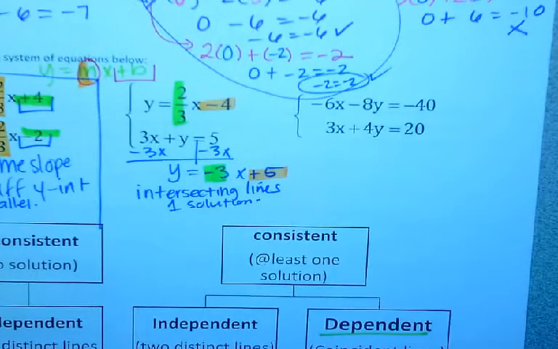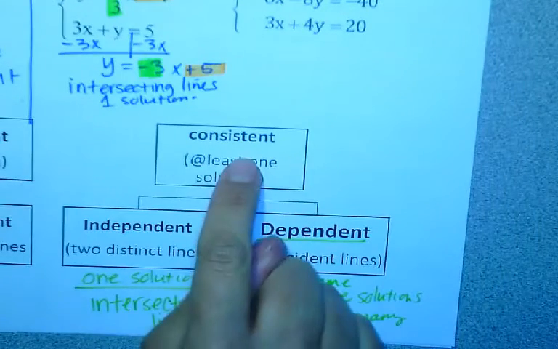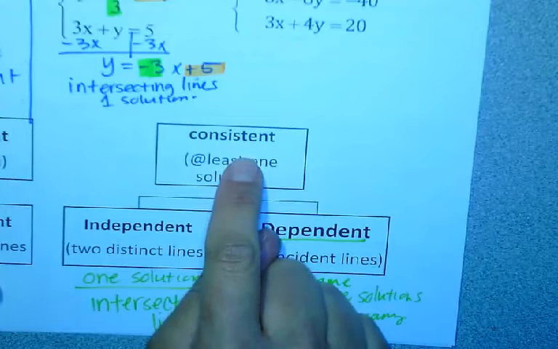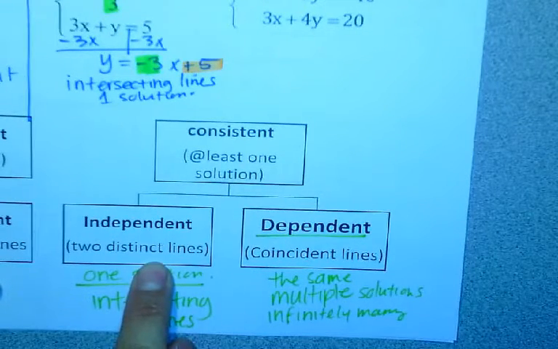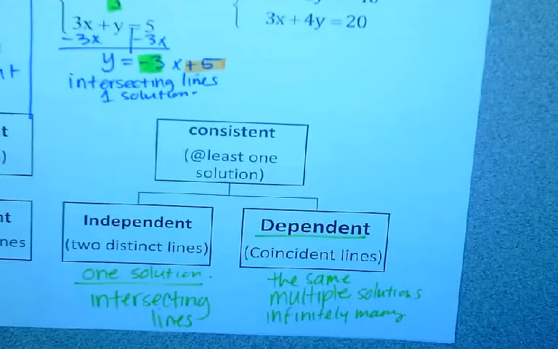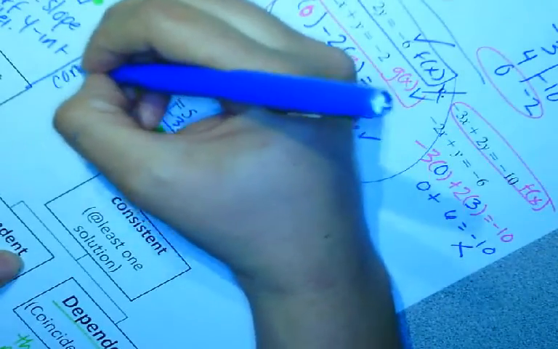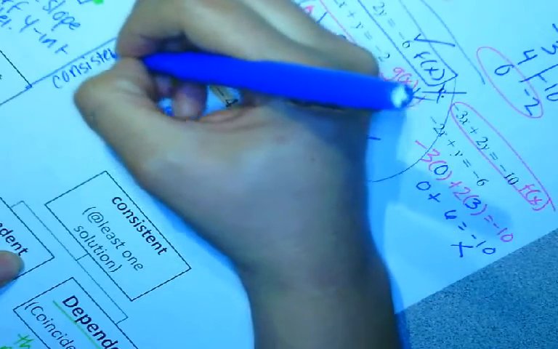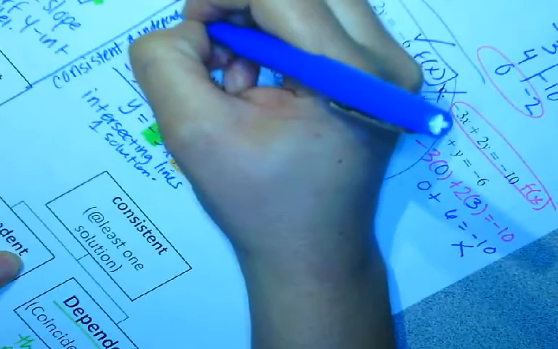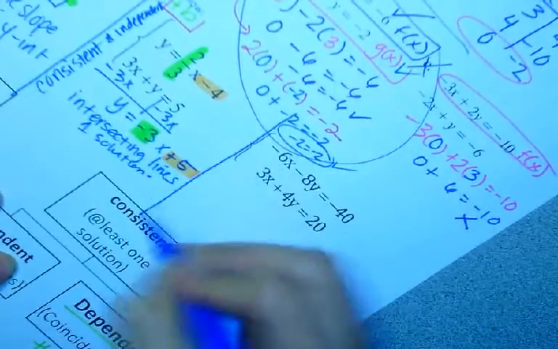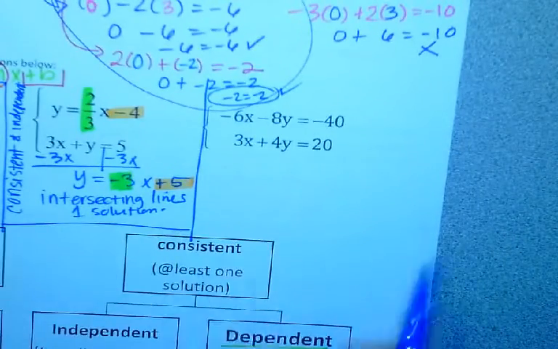Two intersecting lines with one solution. So here I'm going to be in the consistent, because there's one solution. You can solve it if you wish. And independent, because there are two distinct lines. So this one I'll classify as consistent and independent. So I'm done with that one. Okay, I'm going to go to the next one.